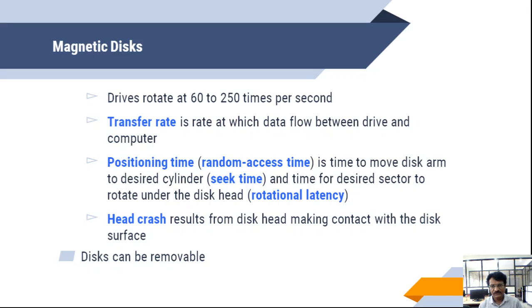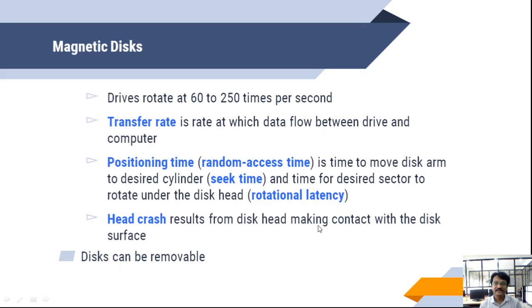When a disk is in use, the drive motor spins it at high speed. That's what I said: the read-write head flies, it does not touch the platter. Most drives rotate 60 to 200 times per second. In 1 second, they complete 60 to 200 rotations. So that is the speed of each platter. This speed has two parts which we need to understand: one is transfer rate, another is random access time.